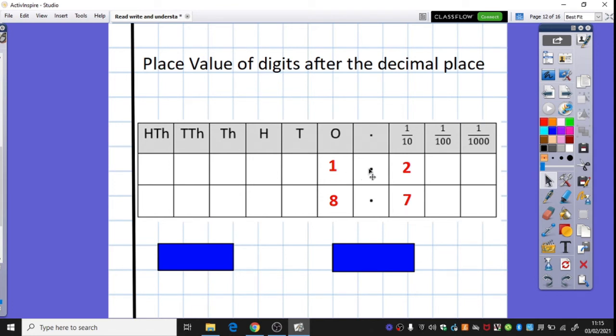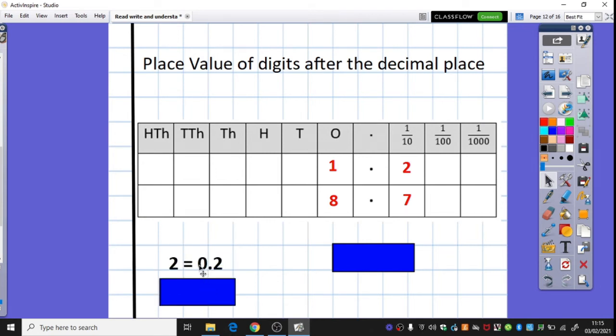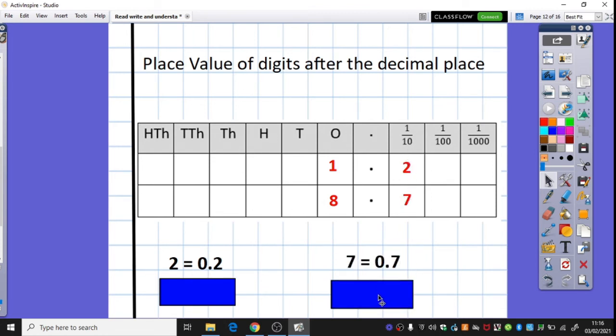So we're going to begin by looking at the number 1.2. And we're going to focus on what the value of that 2 is. That 2 is in the tenths column. So it is worth 2/10. So to show 2/10 as a decimal, we record it as 0.2. Nothing in our ones column, but 2 in our tenths column. Our second number here is 8.7. Looking at the value of this 7, it is also in our tenths column. So we record it as 0.7. That's the value of that 7. 7/10 is equal to 0.7.